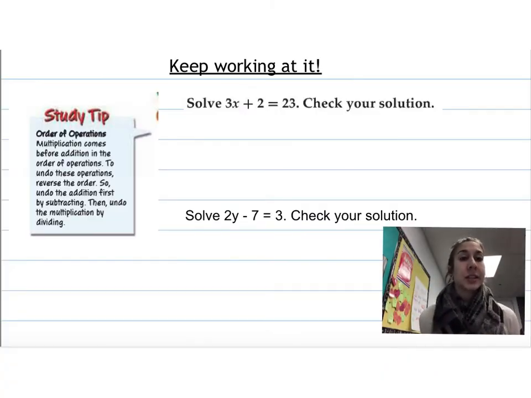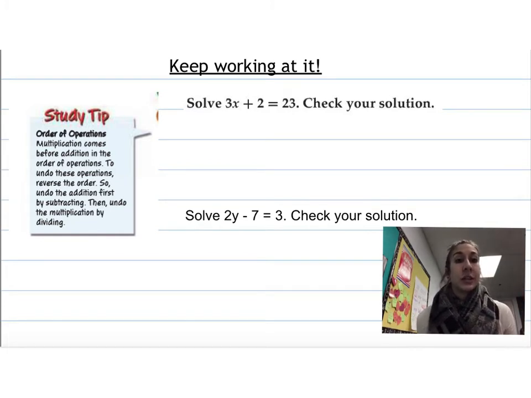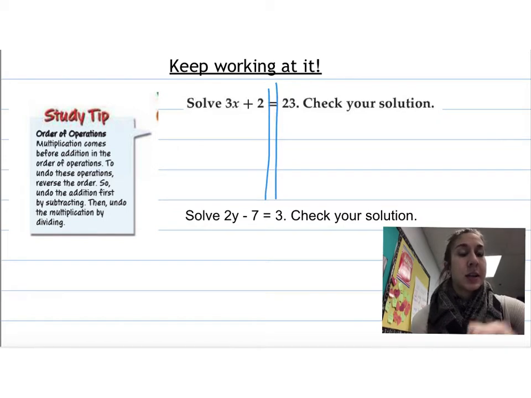Okay, so we're going to keep practicing solving these two-step equations. So pause here, practice it on your own before you watch me go through them. Okay. So our first problem, 3x plus 2 equals 23. So we're going to solve for x, and then we're going to check our solution. Now remember, we are doing it backwards of order of operations. So I'm going to start with my train tracks.